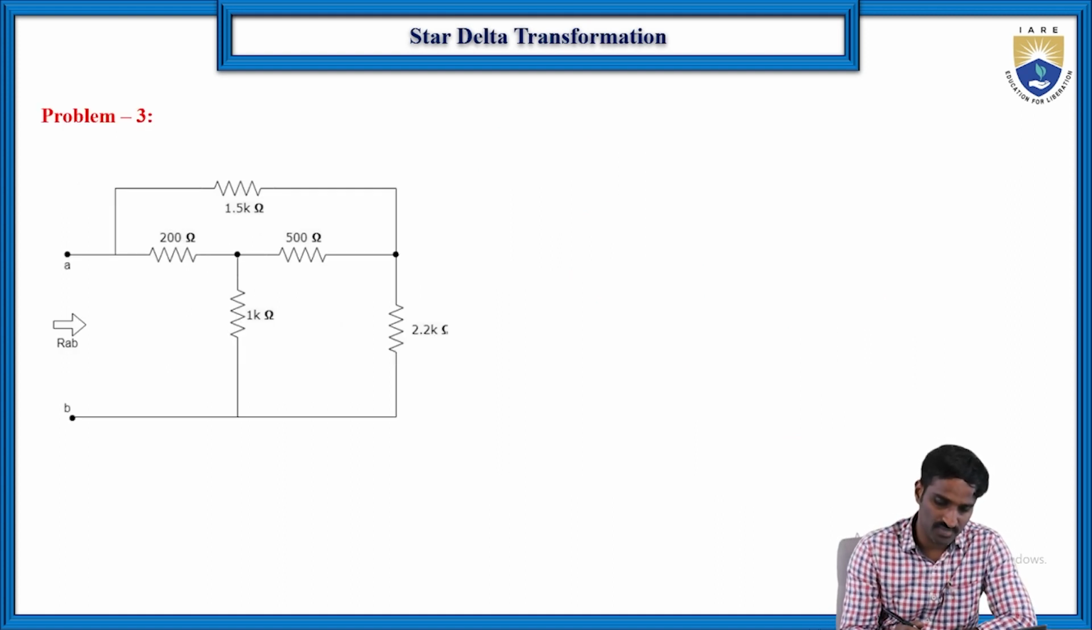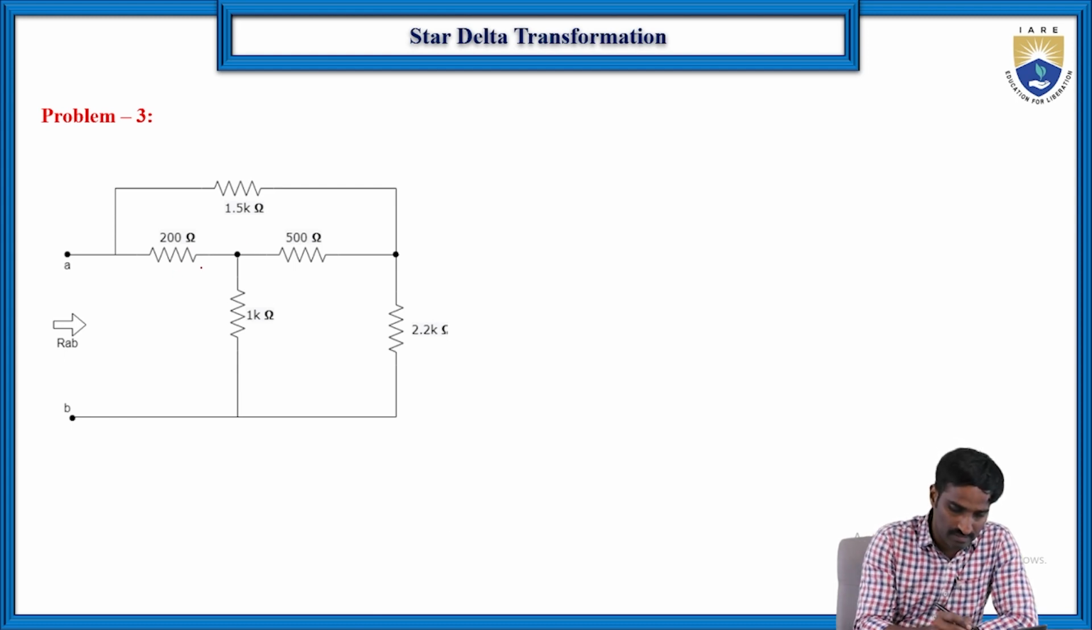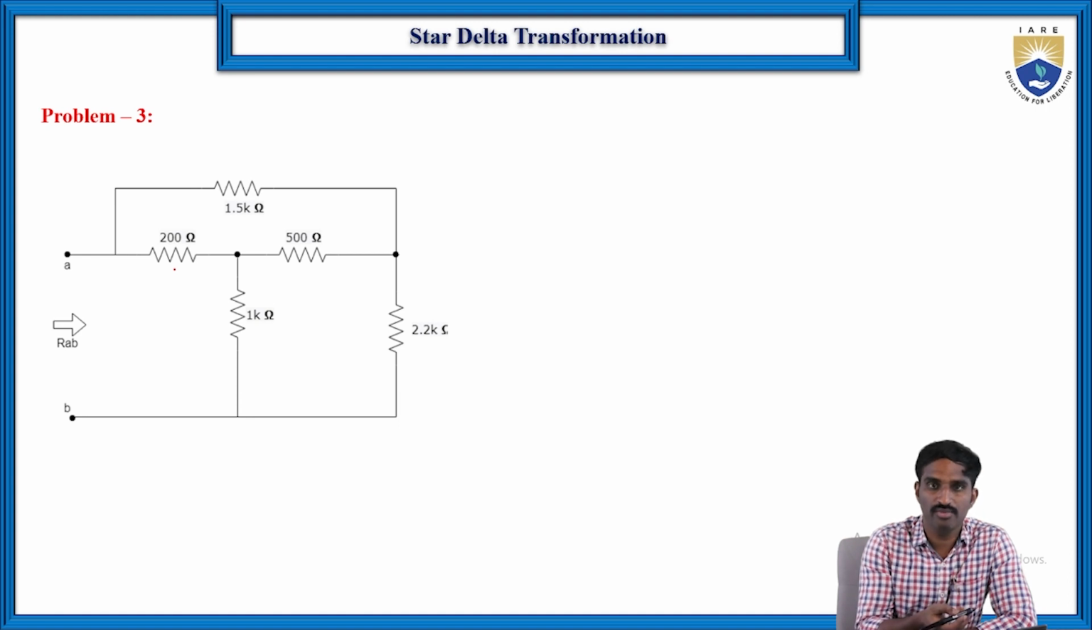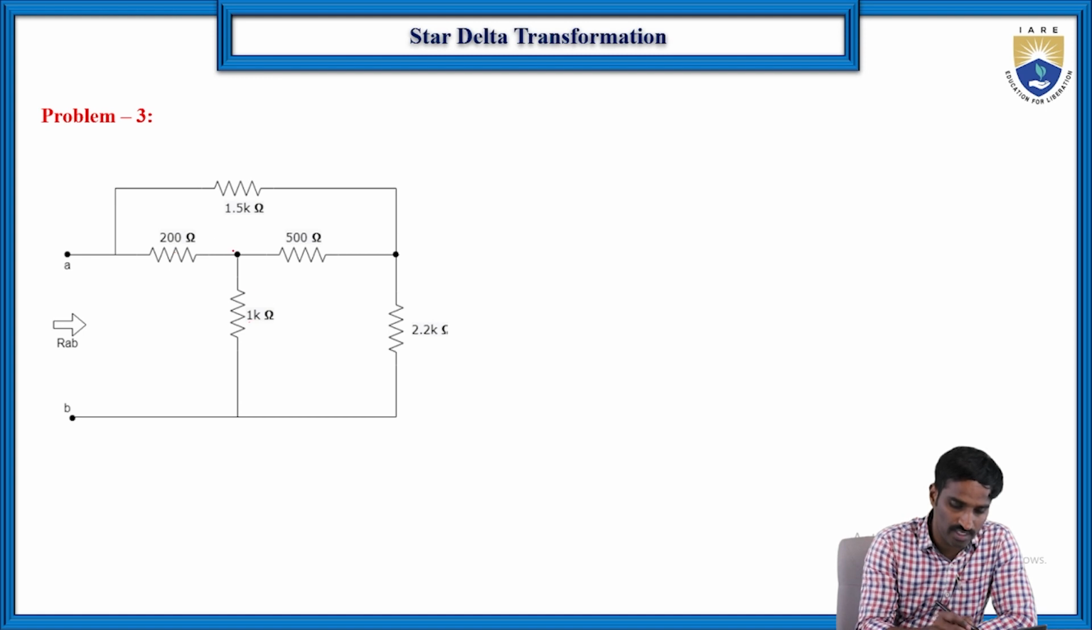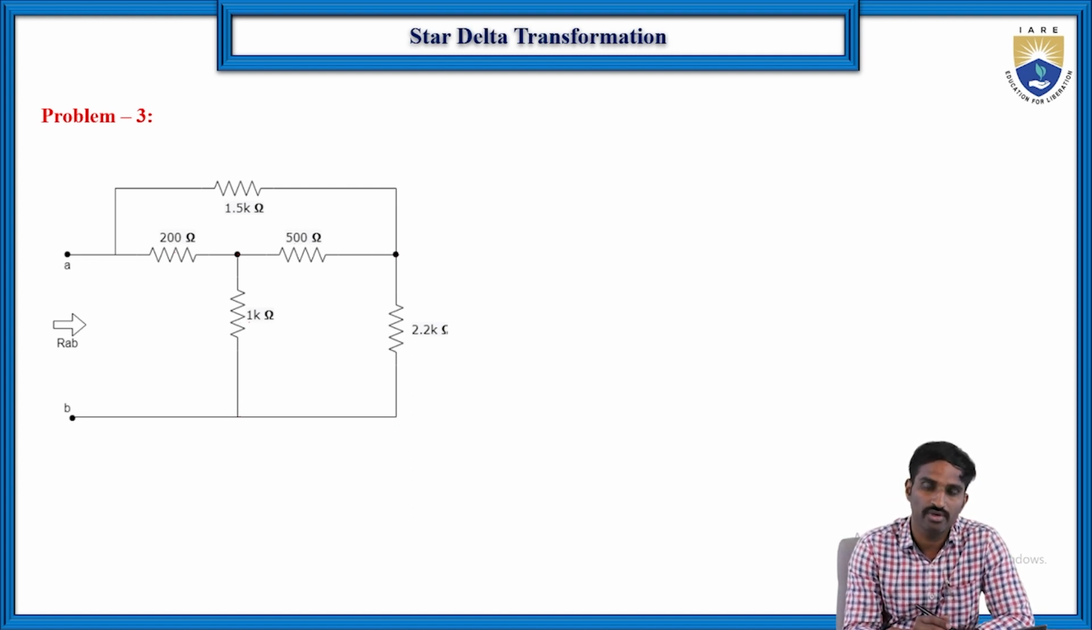Yeah, here again, as you can see, first let us check whether any series and parallel combinations are there, because without checking it will complicate things more. Here this 200 and 1K have one common node, but the common node is shared with this 500 ohms. Of course, this 500 and 2.2K have one common node shared with 1.5K, and 1K and 2.2K have one common node, but the common node is connected to that point B. So that's why we can't identify whether the two resistors are in series or parallel. Then we will go for the star to delta, delta to star transformation, right?